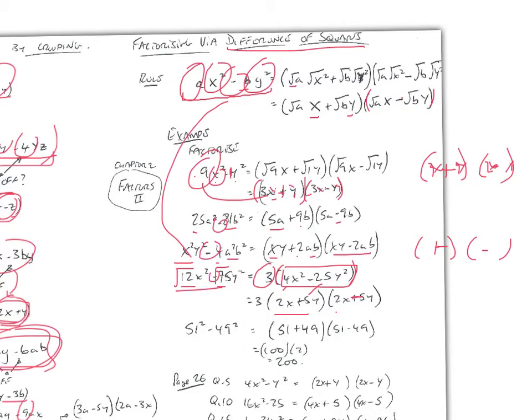Okay? What about 51 squared minus 49 squared? Well, that's 51 plus 49 times 51 minus 49. That's 100 times 2. It's 200.